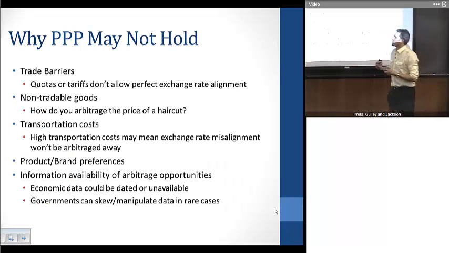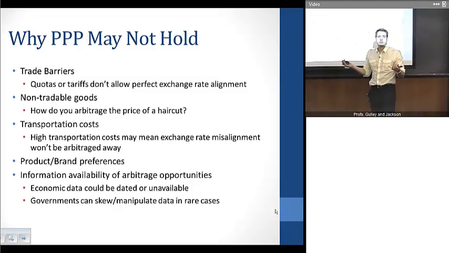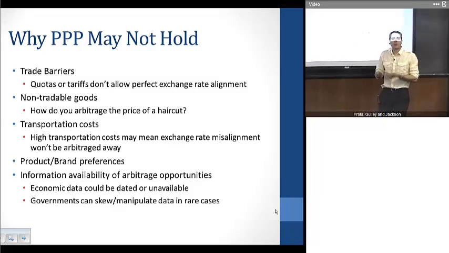So it turns out that there are other reasons for why purchasing power parity may not actually hold. Okay? So for one, it's quite possible that trade barriers could be in place. There could be restrictions on the movement of capital and other types of trade. So if there are quotas or tariffs in place, then that will prohibit this arbitrage of differences in exchange rates and prices between different countries. And because of those barriers, that won't allow for this perfect exchange rate alignment through this purchasing power parity story.